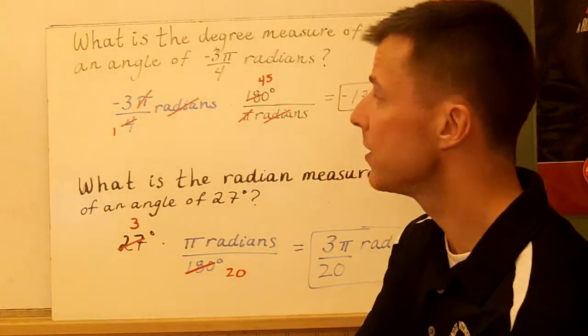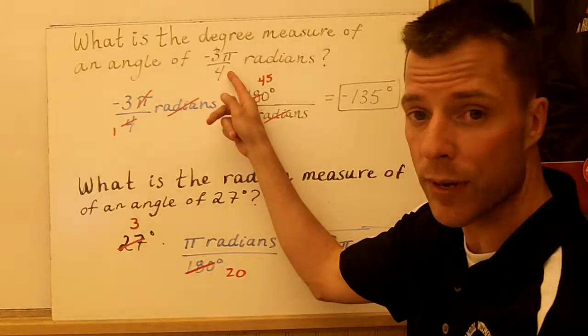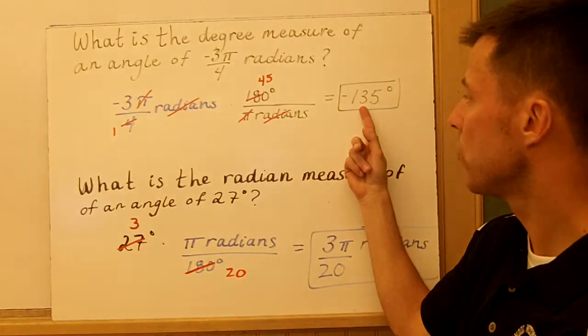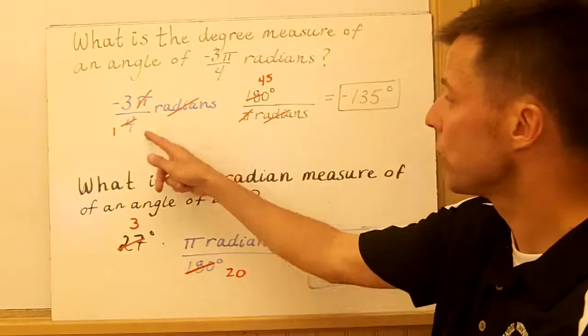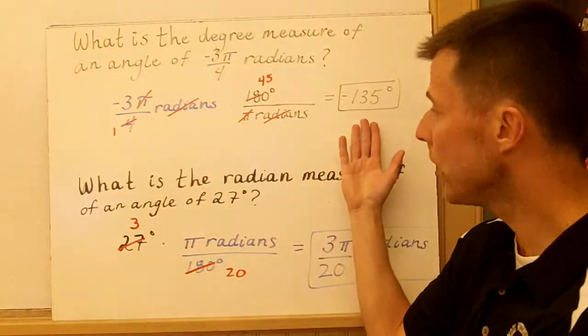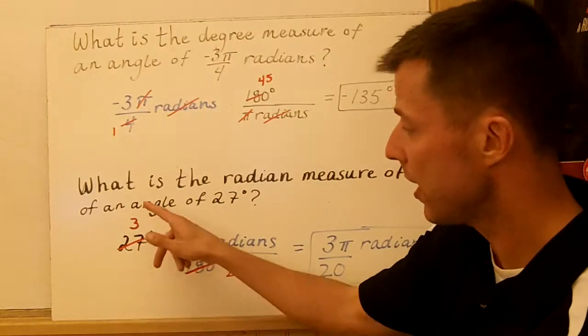So what that says is you can either have a distance or a unit measure of -3 pi over 4, which is the same thing as rotating the angle -135 degrees. So those are equivalent. One is degree measure, one is radian measure. And again, we'll talk more about that in class.